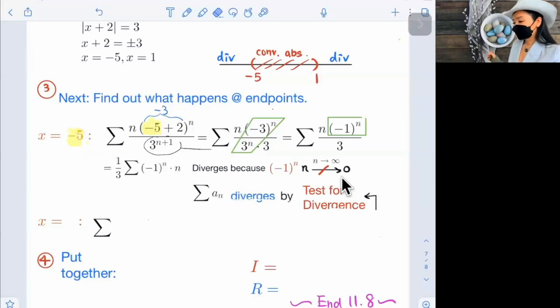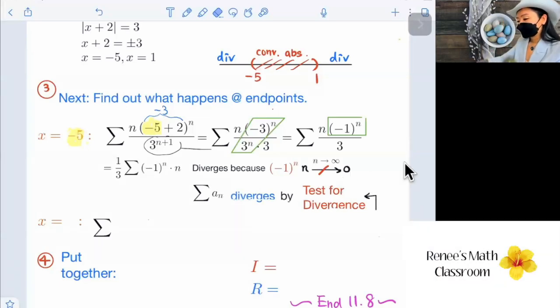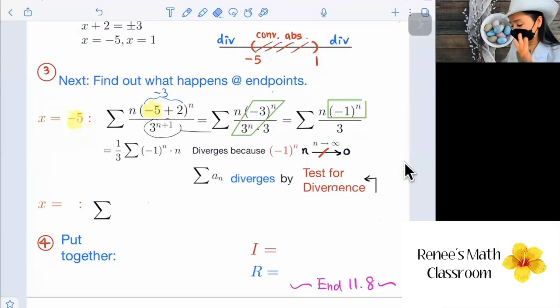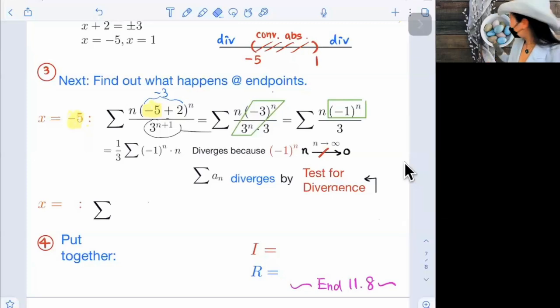Good job. See, the sign alternates, but as n goes to infinity, it definitely doesn't go to 0. So the nth term doesn't go to 0, and the series diverges. All right, so then we can exclude -5. What about the other endpoint?